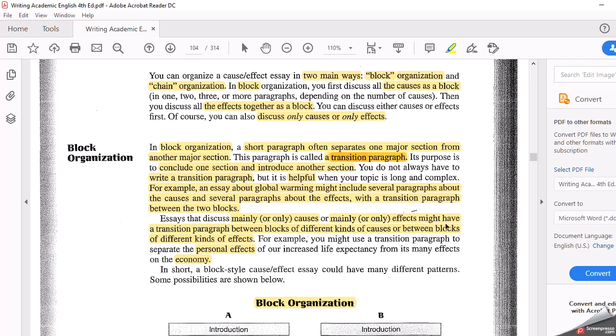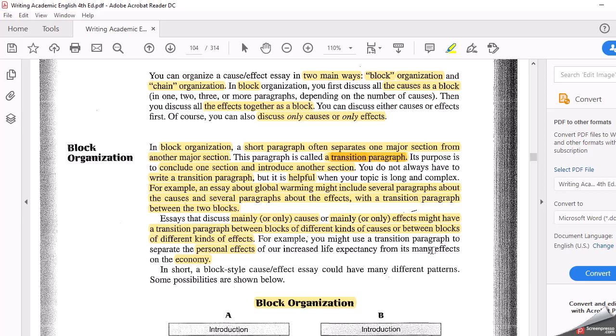Essays might have a transition paragraph between blocks of different kinds of causes, or between blocks of different kinds of effects. Look, so here, if we are discussing only causes, or only effects, the main purpose of the transition paragraph is to divide between the different kinds of effects, or to divide between the different kinds of what? Of causes. Let's look at the example and you will know.